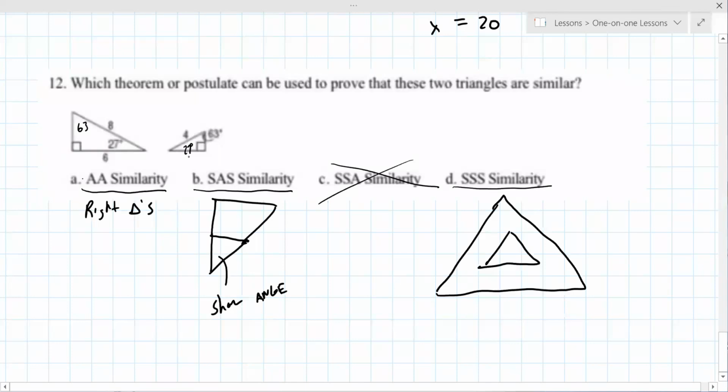But they don't give you the other side. So that's why I'm not sure how they want you to answer this. If you're trying to find this side, let's say this was X, you would use the fact that you have side, angle, side. But if you're just proving that the triangles are similar, it's probably A because you have two angles and it's a right triangle. So I guess I would tell you it's A.